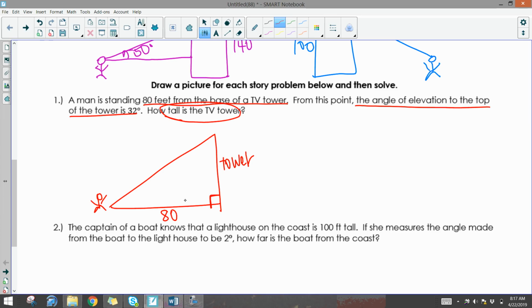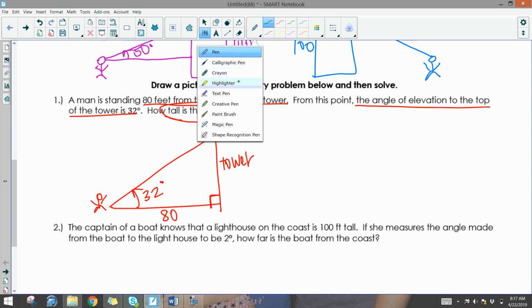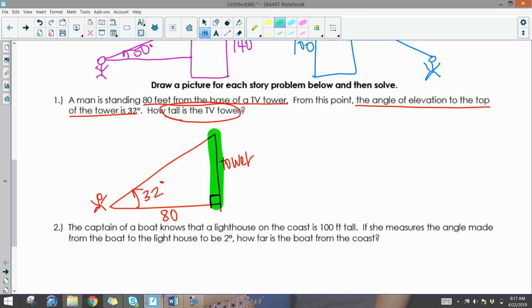And then it says from this point, the angle of elevation to the top of the tower is 32 degrees. So from the horizontal up to the top of the tower. So the line of sight from the base to the top is 32 degrees. The question is asking how tall is the tower. So we want to know that distance. That's going to be our x.